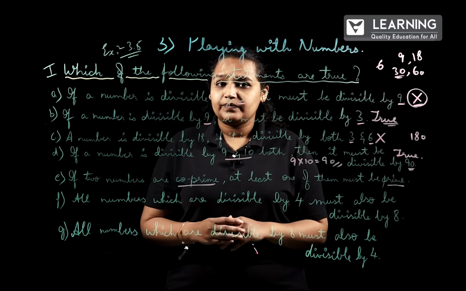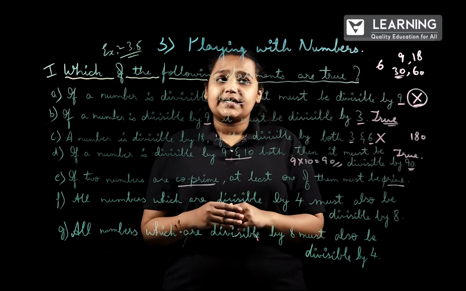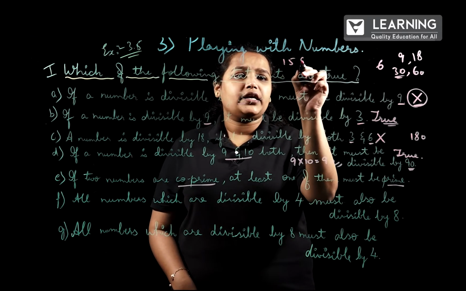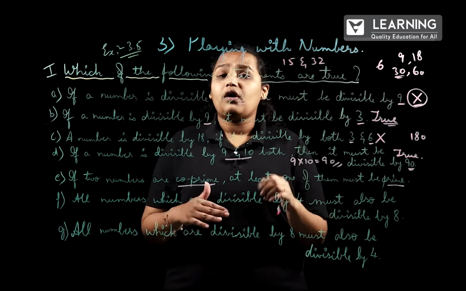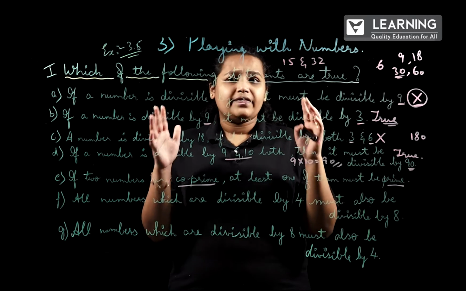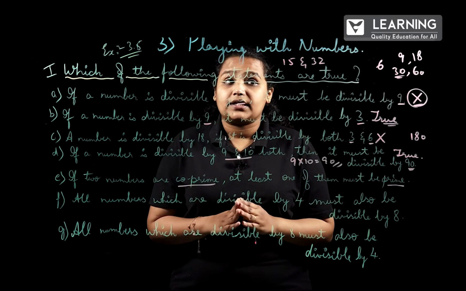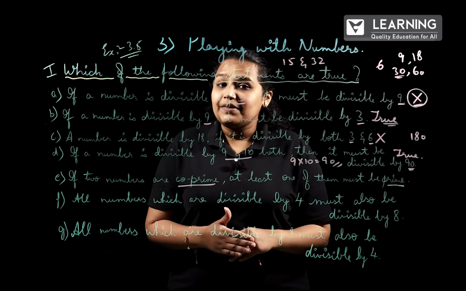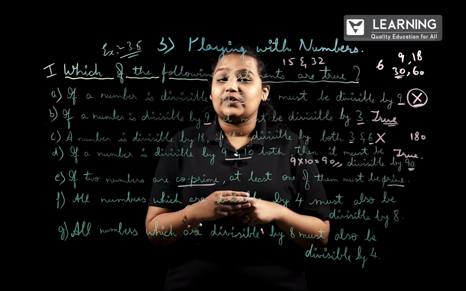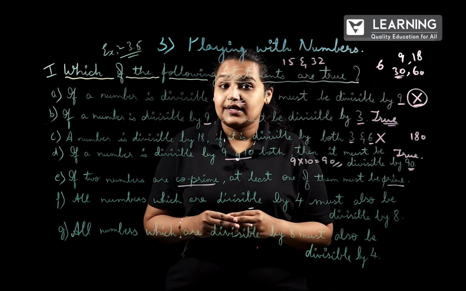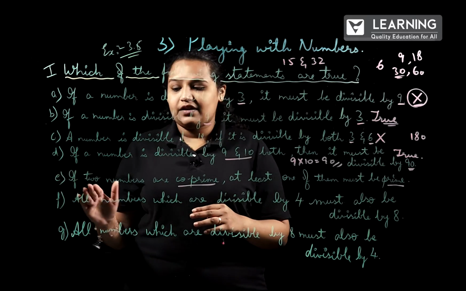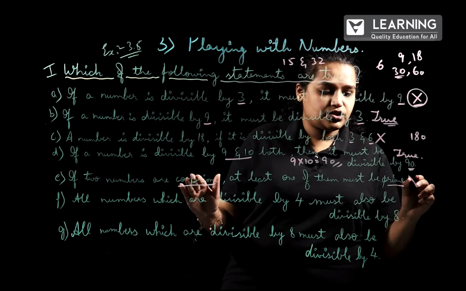Is that true? No. Why? Because when we take any numbers, just like 15 and 32, out of these two, neither is a prime number, but when we take the factors and look for a common factor, we will get just 1 as the answer. So, these two are co-primes, right? So, by this we can say that the fifth statement is not true.